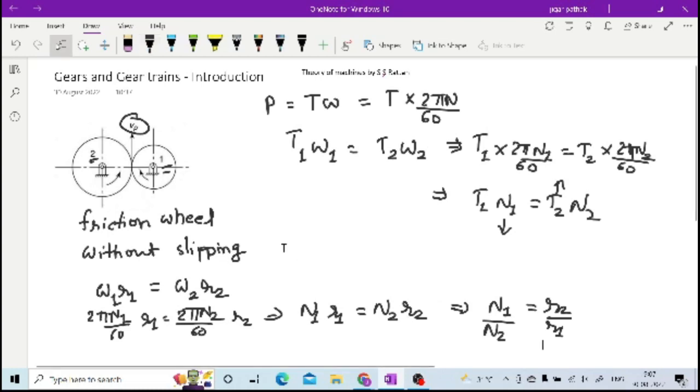What we have seen is friction wheels, where the wheels rotate without slipping. To ensure a more exact positive drive, you can provide teeth on the wheel. That toothed wheel, which ensures positive drive with an exact velocity ratio, is known as a gear. This is how you have your gears.